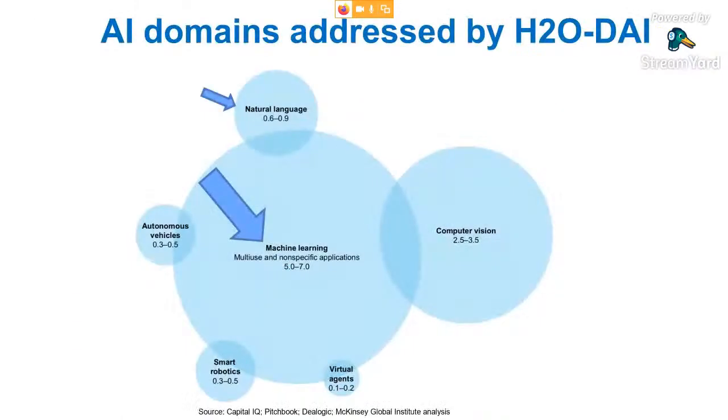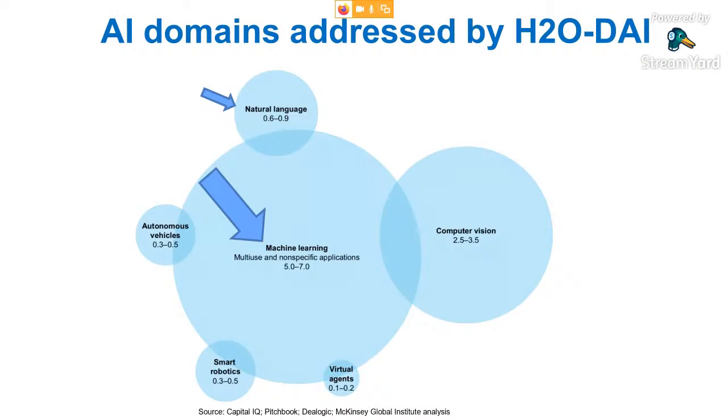Okay, so the other thing I'd just like to say, I kind of got on this point a little bit earlier, is that while these are the AI domains, the ones that are addressed by H2O Driverless AI that we'll be demoing are really the ones with the blue arrows, right? Machine learning and natural language. And what this is trying to represent here, the numbers aren't really that important. It's a McKinsey study. It's just the relative size of where the focus is in AI.